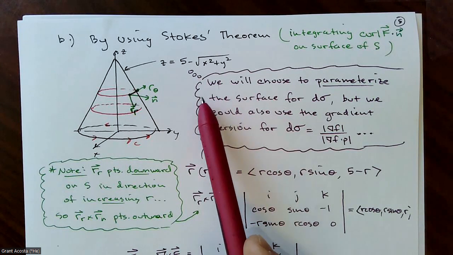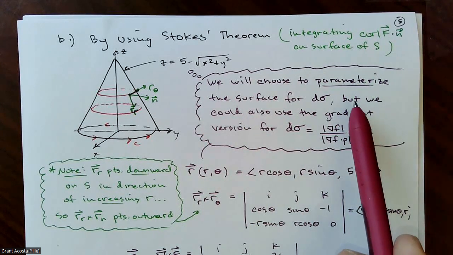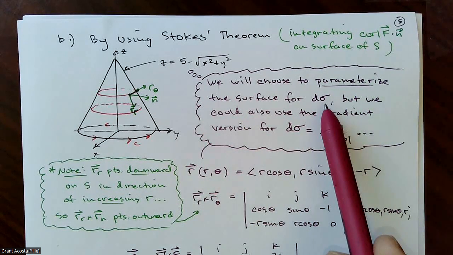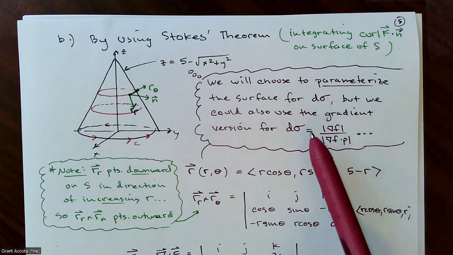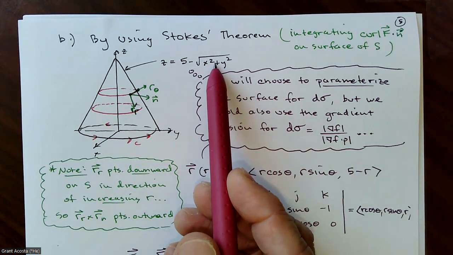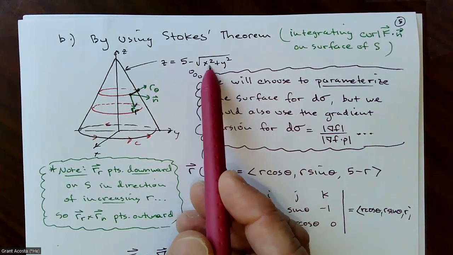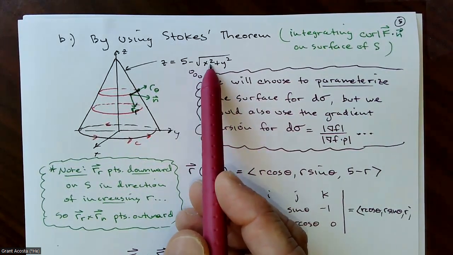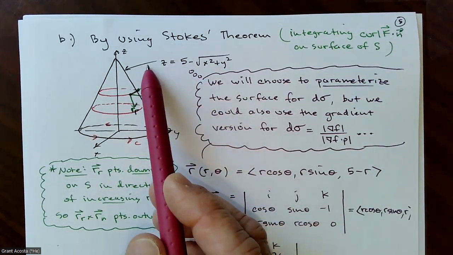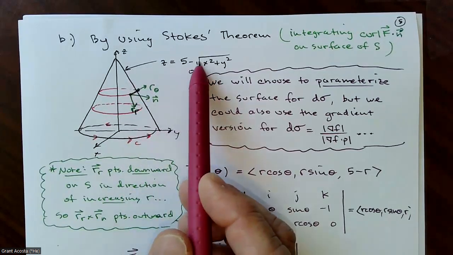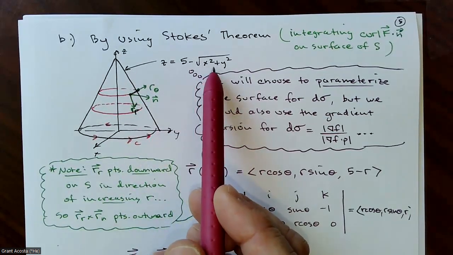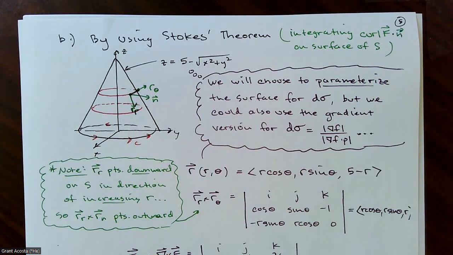Remember, we had two options for d sigma. I'm going to do this one by parameterizing the surface rather than doing the gradient method. And maybe part of my motivation is, if you remember doing the gradient, you would have to take the derivative of this function. You would move the square root of x squared plus y squared over to the other side and set this equal to 0. And that derivative is going to be kind of messy. So parameterization might be better.